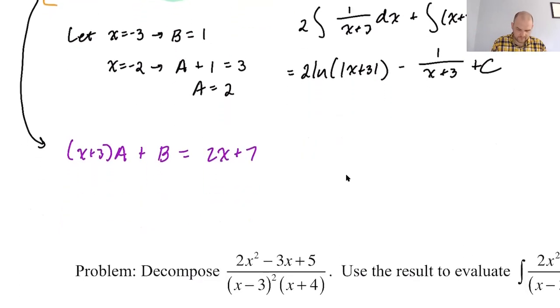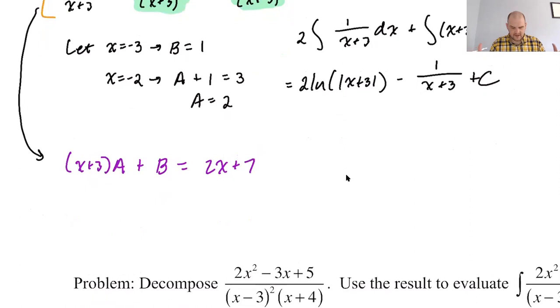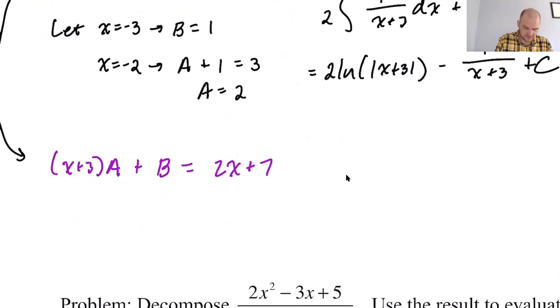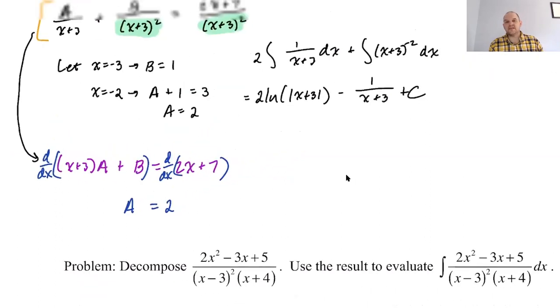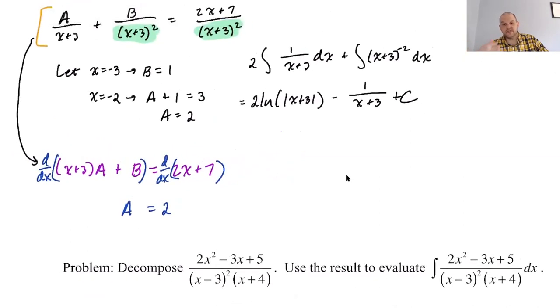What if you look at this and think, what if I took the derivative of both sides? Why would you say that? I don't know, because it might work. That's the main reason. So I'm going to take the derivative of this and of this. On this side, I have ax, 3a is a constant, b is a constant, so I just get a. And on this side, the derivative of 2x is 2. And look at that, by taking the derivative of both sides, I got that a equals 2 right away.